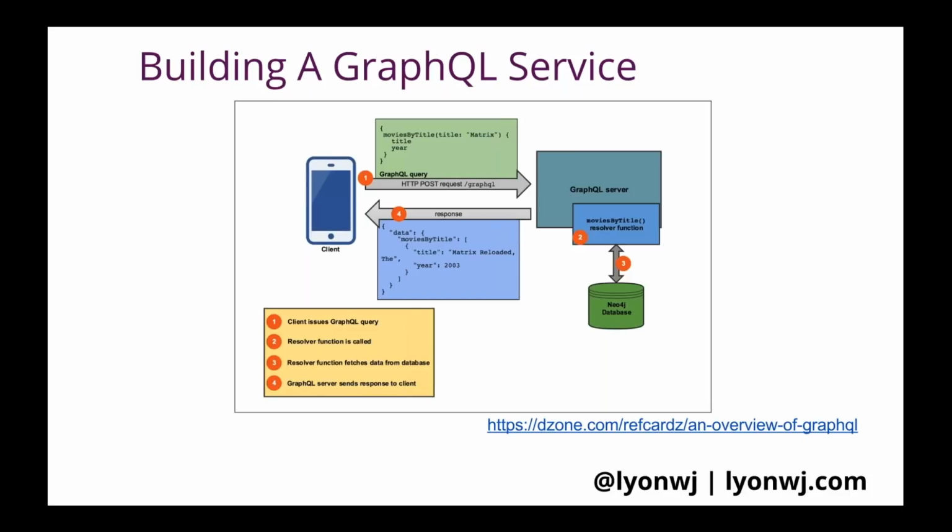So here's sort of an example. On the client, we issue a GraphQL query that goes to our GraphQL server, and inside a resolver function is some logic, in this case for fetching data from Neo4j, to look up a movie, in this case looking up a movie by title, and returning some data about the movie, and then this is sent back to the client from our GraphQL server.